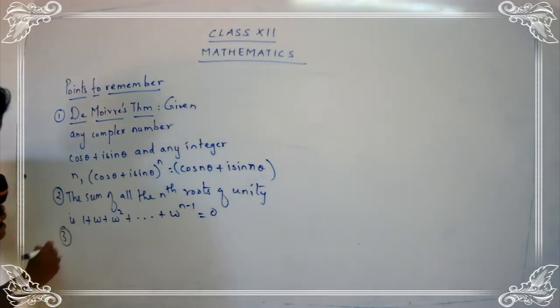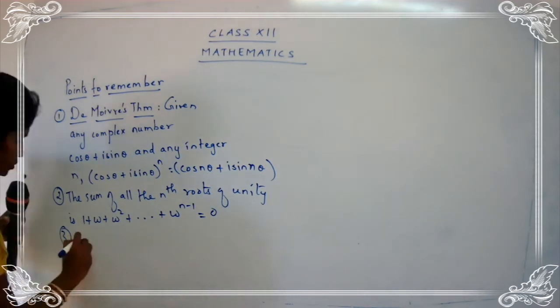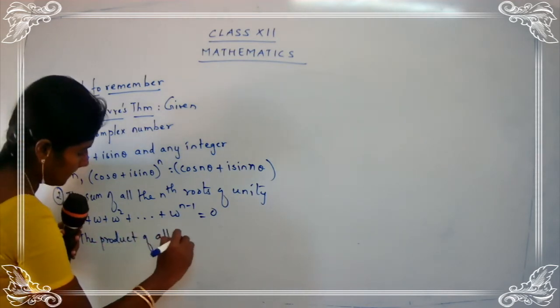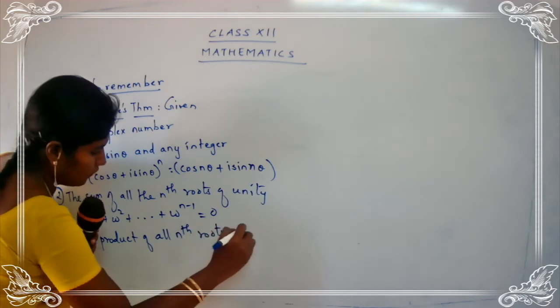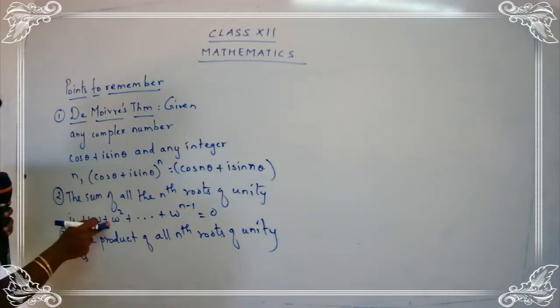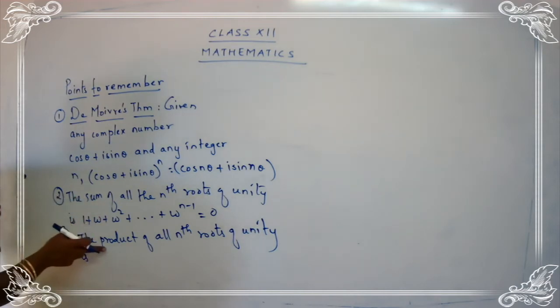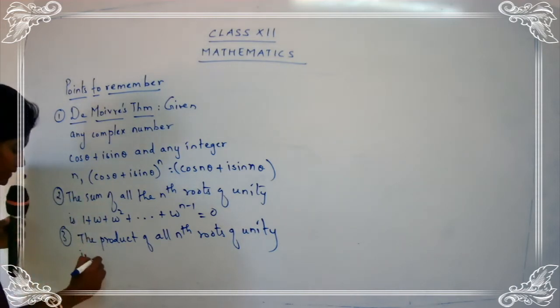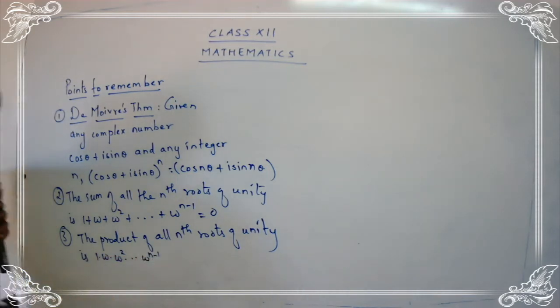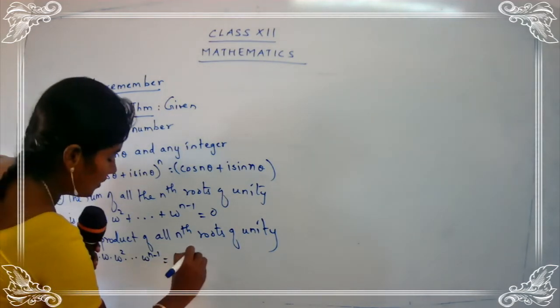Okay, now let's go for the second property, that is for product. The product of all the nth roots of unity. Here we have used the plus sign because we dealt with the sum. Now here the statement is about product, so you are going to use multiplication. So 1 into omega into omega square, it goes up to omega raised to n minus 1, and this is equal to minus 1, the whole raised to n minus 1.